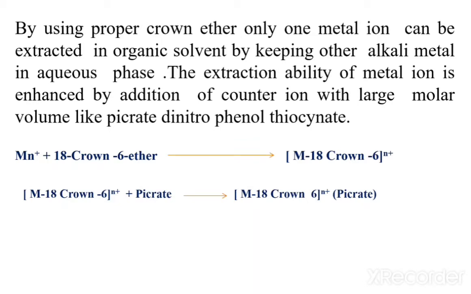By using the proper crown ether, only one metal ion can be extracted in organic solvent by keeping other alkali metals in the aqueous phase. That means when you use the crown ether, you have two phases, the organic phase and the aqueous phase. By using the proper crown ether, only one metal ion is extracted in organic solvent, keeping other alkali metals in the aqueous phase.